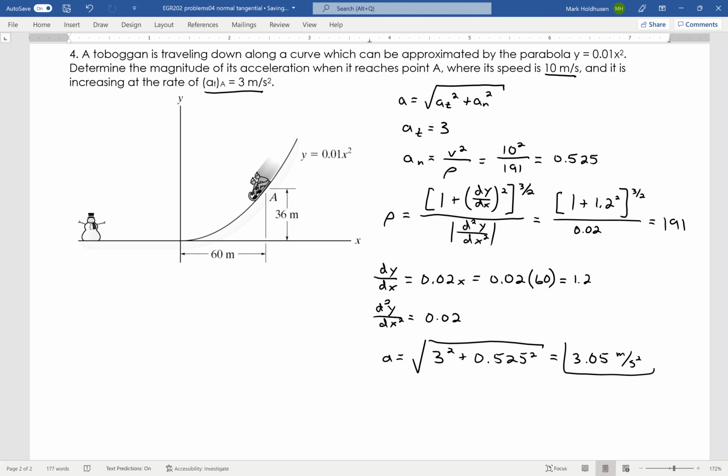So again, break it up into its components. I know my tangential acceleration. My normal acceleration is v squared over rho. I know v. I just have to find rho using some calculus, find rho at the point that I'm interested in. And then from that, I can find my total acceleration.